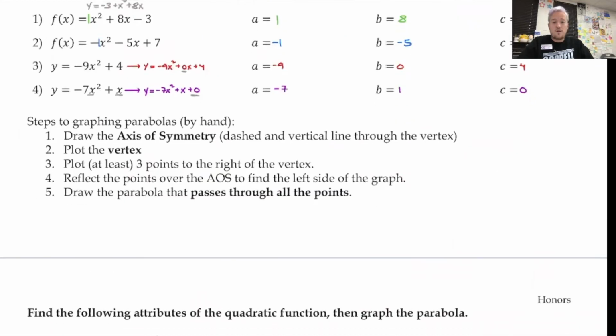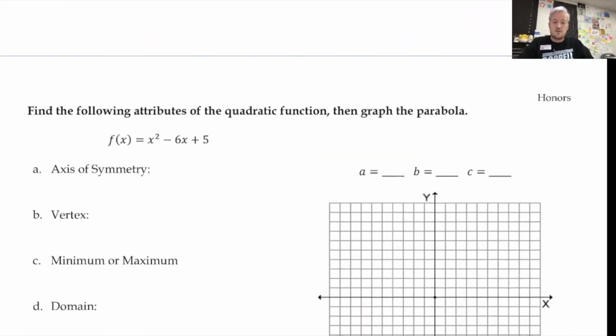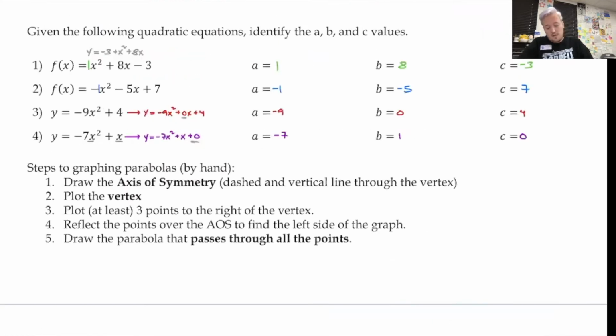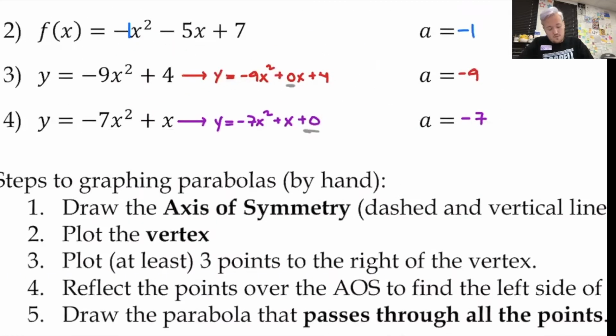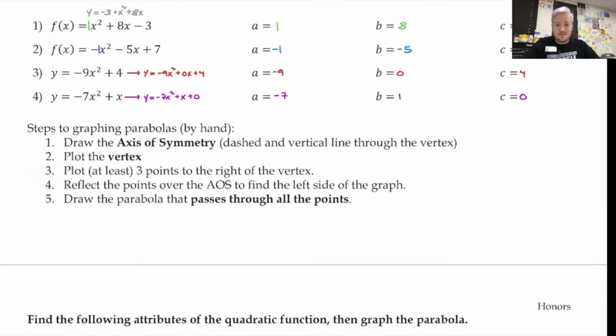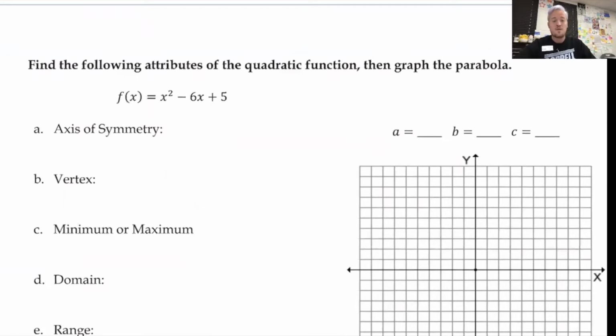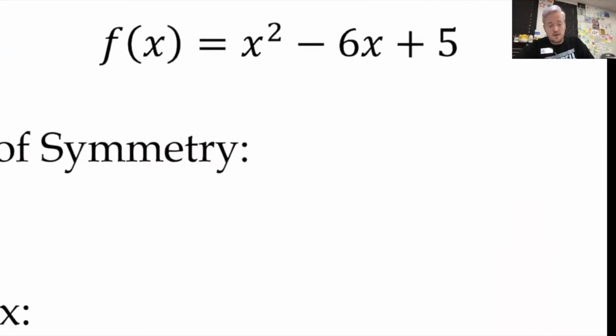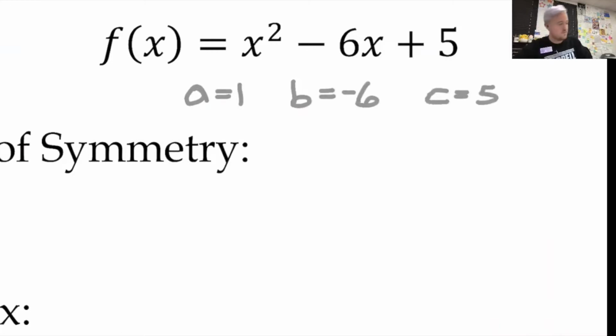All right, so now transitioning into finding the attributes and graphing these parabolas. For today's lesson, we're really emphasizing solving quadratics, but we're going to be solving them by graphing specifically. So remember, wherever a parabola crosses the x-axis, that's where our solution is. That's really the part that we're going to focus on for this lesson. So starting off, we're going to find our a, b, and c values. Here we have an a value of 1, a b value of -6, and a c value of +5.